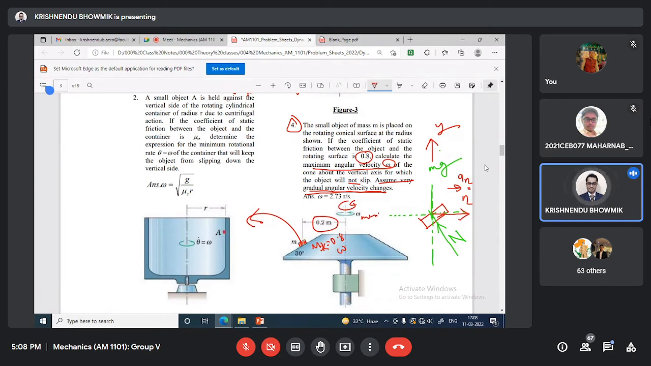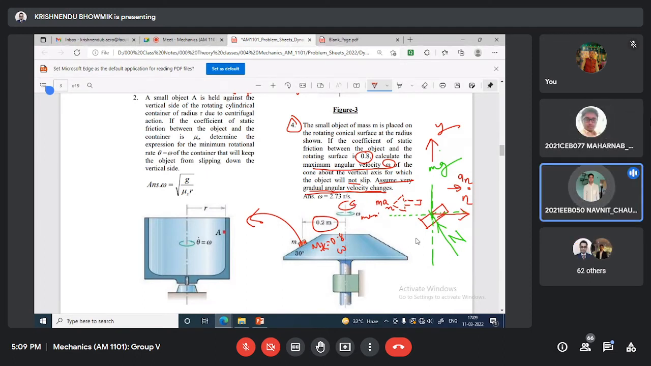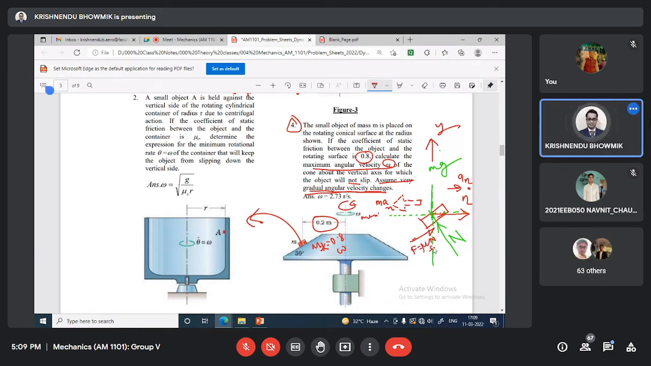If acceleration is this, 100%, pseudo force will be this, m omega square R. Right, MAN. Because we know N direction is confirmed, AN direction is confirmed, then this is the case. Then friction, which direction? Sir, upward. F equal to mu N. Limiting case we are calculating.